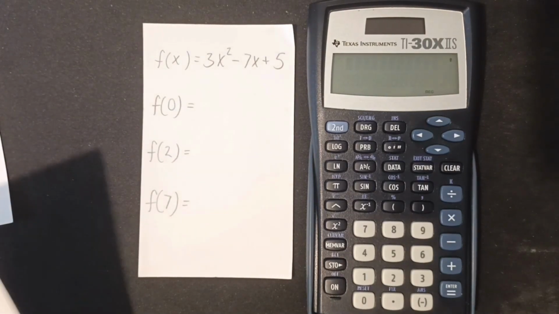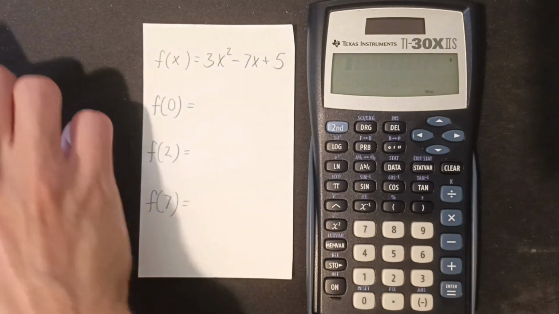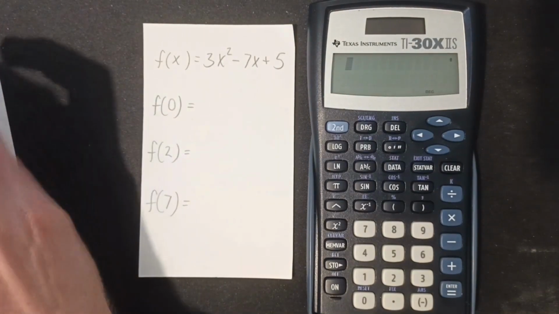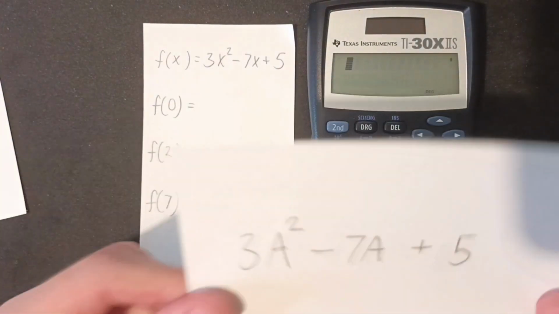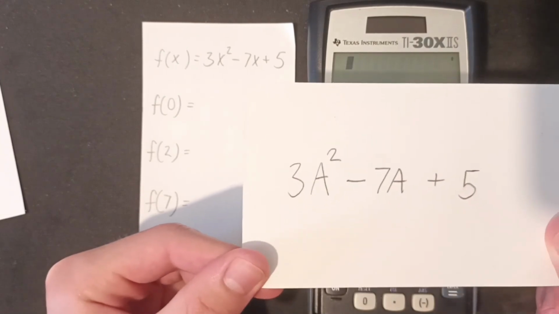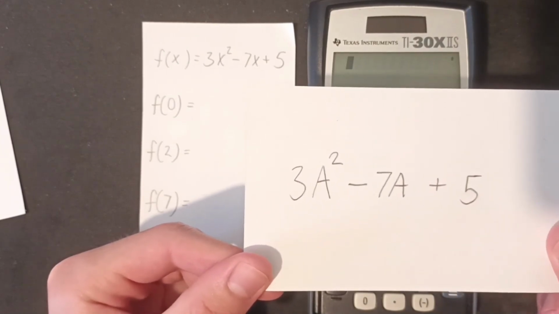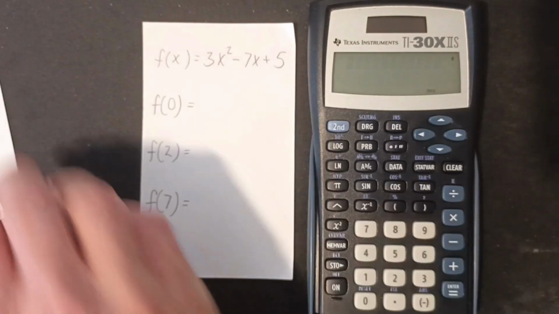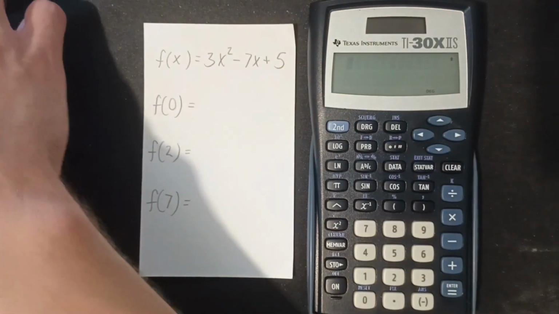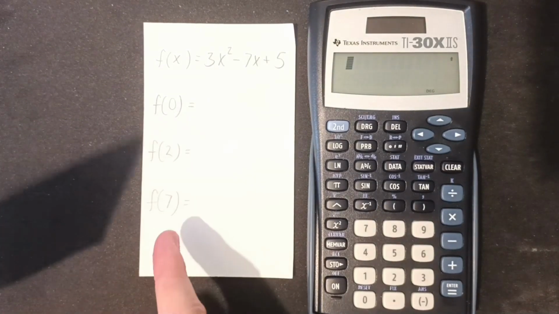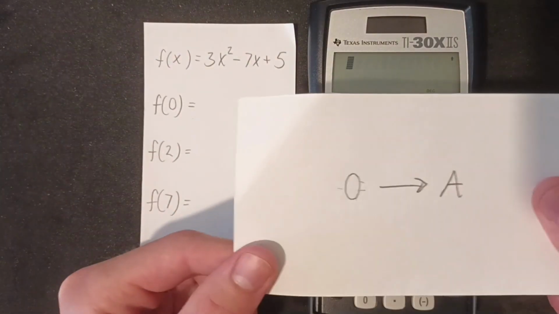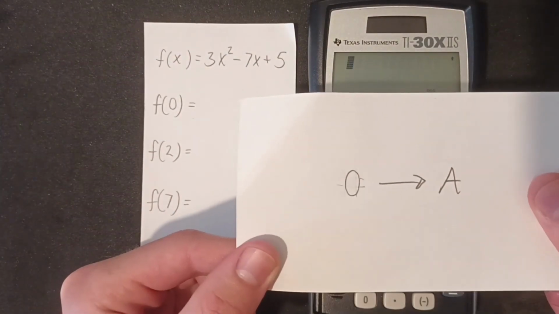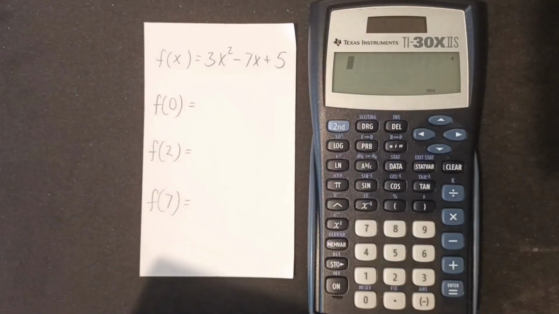So what we can do is we can use a feature on our calculator called MEMVAR, and we'll be able to type out our expression like this with the letter A. And then what we'll have to do is we'll have to store each of the values we want to evaluate in the variable A, just like this. All right, so let me show you how to do that.